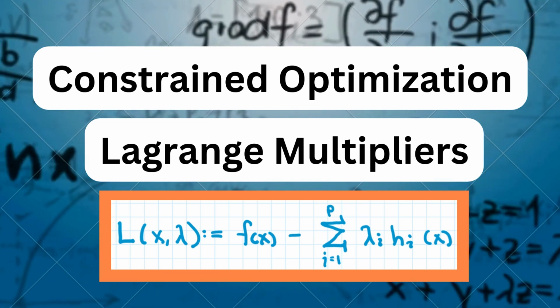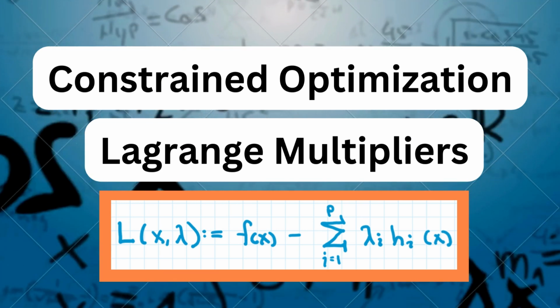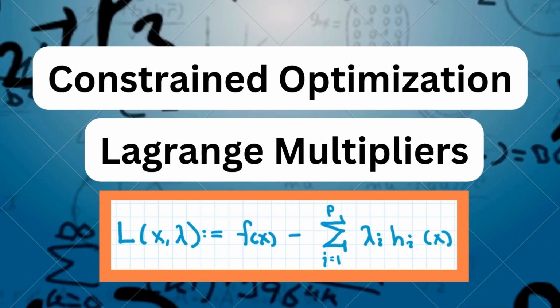Today we're going to be talking about constrained optimization problems, and in particular, Lagrange multipliers.